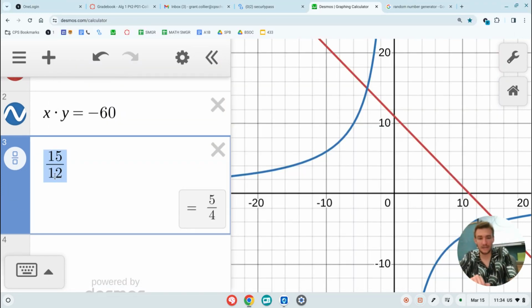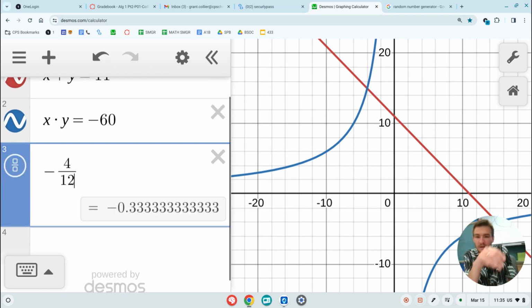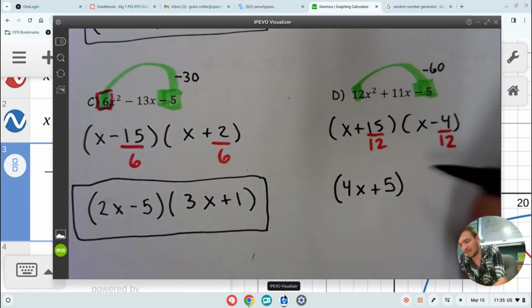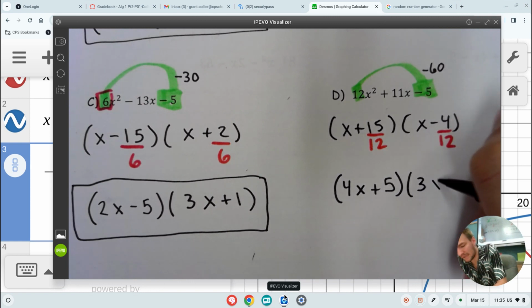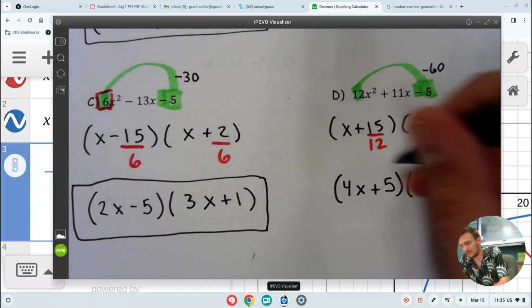The last one, I heard it should be 3x minus 1. Let's see, negative 4 divided by 12. I get negative 1/3. I'm going to slide the 3 to the front. So I'm going to get 3x minus 1. And that's the answer.